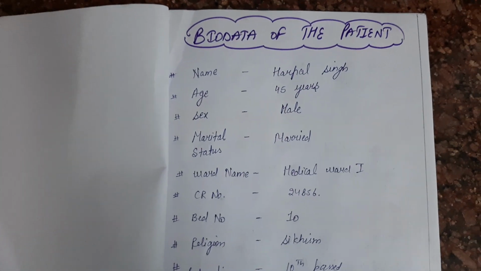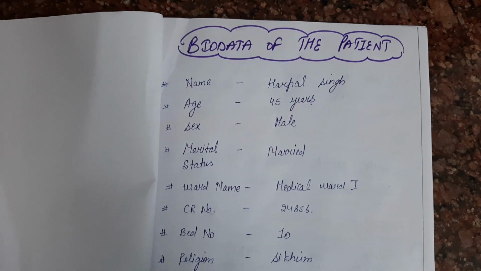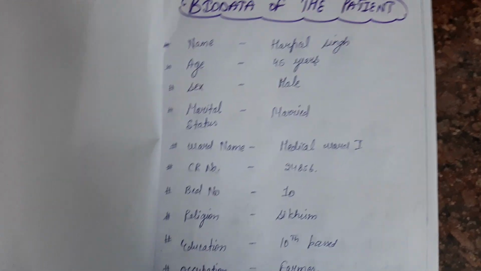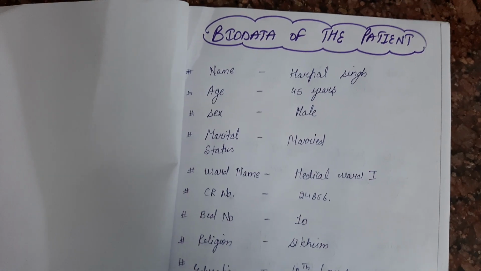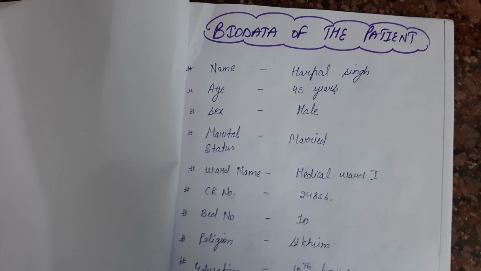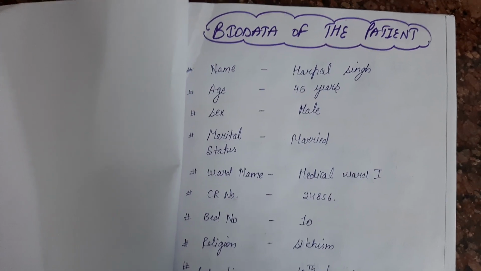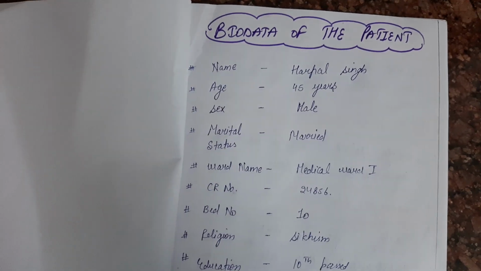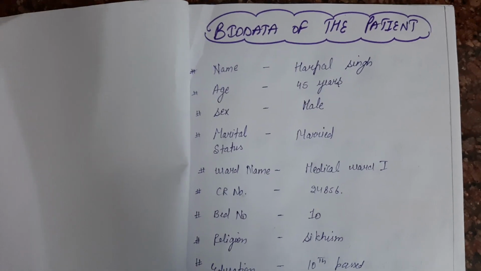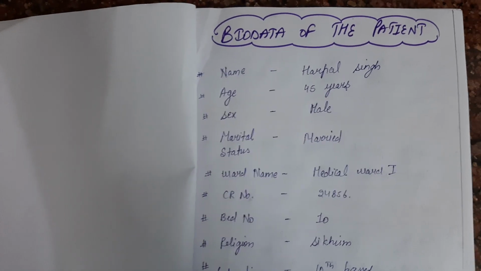Okay, so let me start from the biodata of the patient. I also guided you in my previous video of nursing care plan of tuberculosis, but here I also give you an overview again. First of all, here is our biodata of the patient. Each and every NCP starts from the biodata. Biodata is very main and important to have.